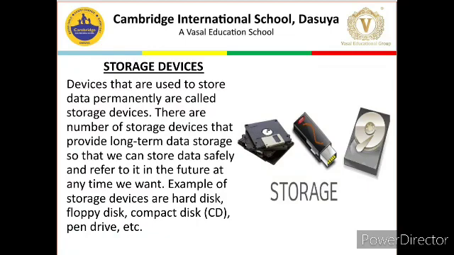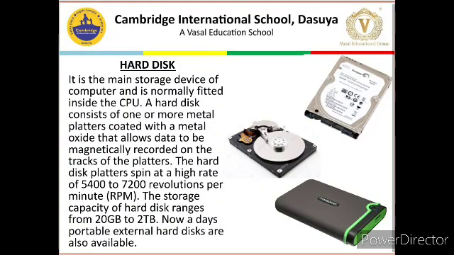Let's begin with the hard disk. The hard disk is the main storage device of the computer and is normally fitted inside the CPU box in computers and with the motherboard in laptops. A hard disk consists of one or more metal platters coated with metal oxide that allows data to be magnetically recorded on the tracks of the platters.